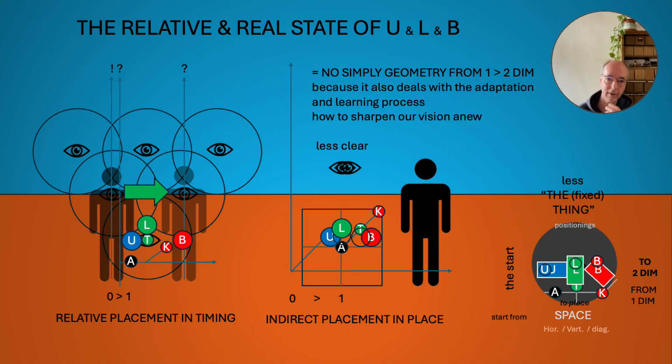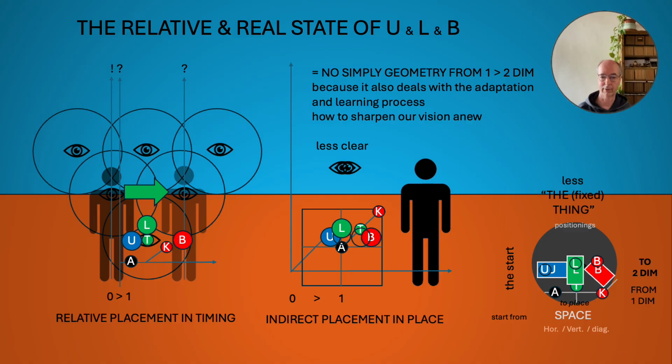The relative state of U, L, and B. That is what my video is about. The point is, you don't really see clear geometrical associations. Deliberately, I said this, because it deals with an adaptation and learning process, and it will tell us how I can sharpen my vision anew, because it's no longer sharp. I don't have a starting point which is very clear and very sharp.